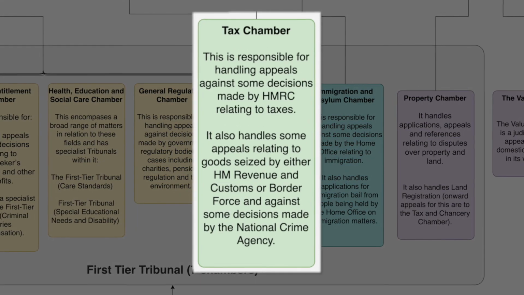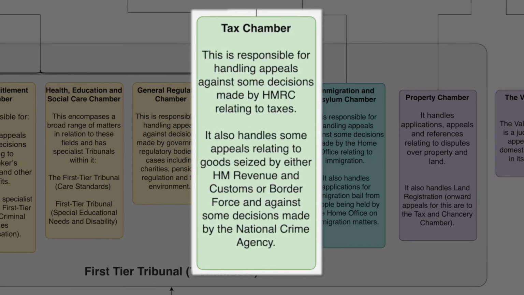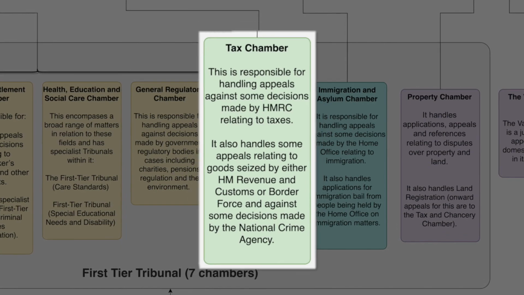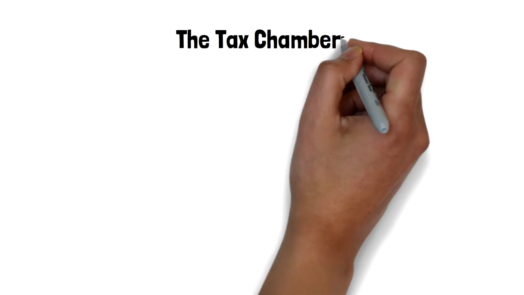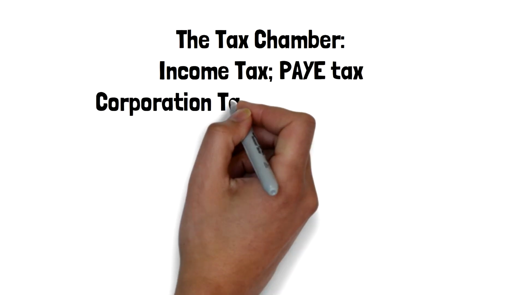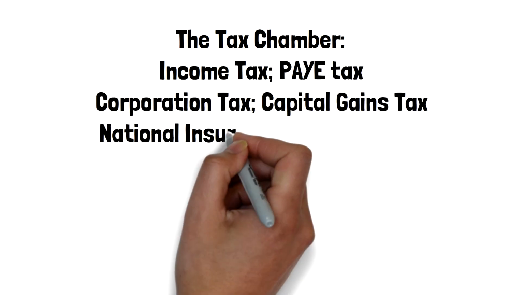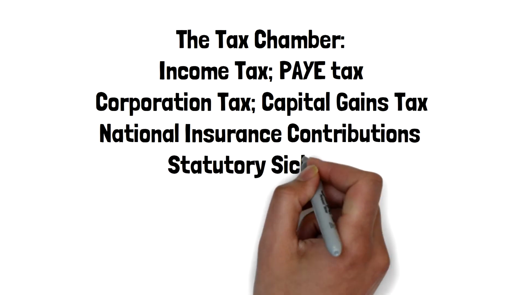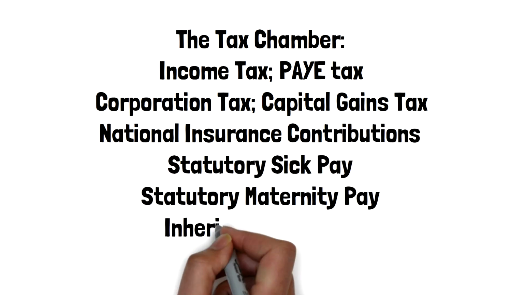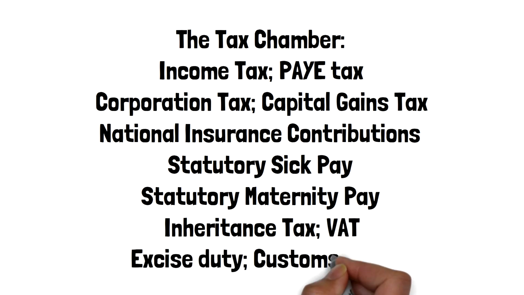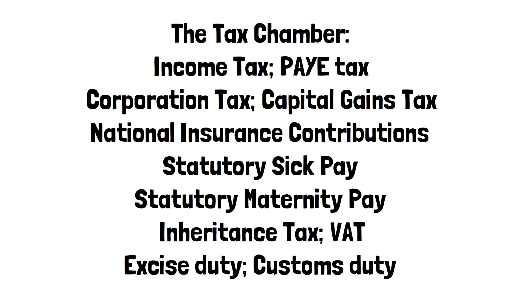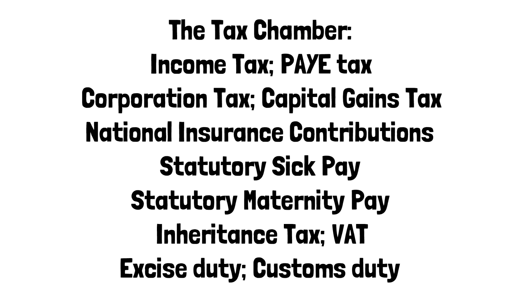The Tax Chamber. This is responsible for handling appeals against some decisions made by HMRC relating to income tax, PAYE tax, corporation tax, capital gains tax, national insurance contributions, statutory sick pay, inheritance tax, VAT, excise duty, customs duty. It also handles some appeals relating to goods seized by either HMRC or the Border Force, and against some decisions made by the National Crime Agency.